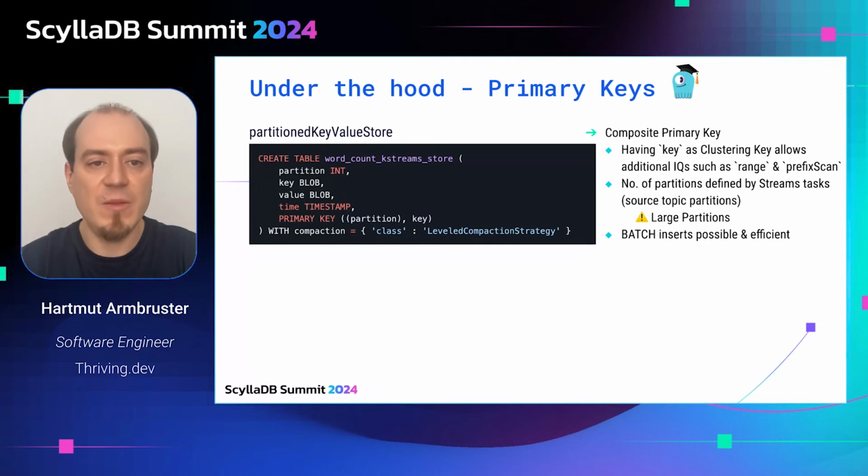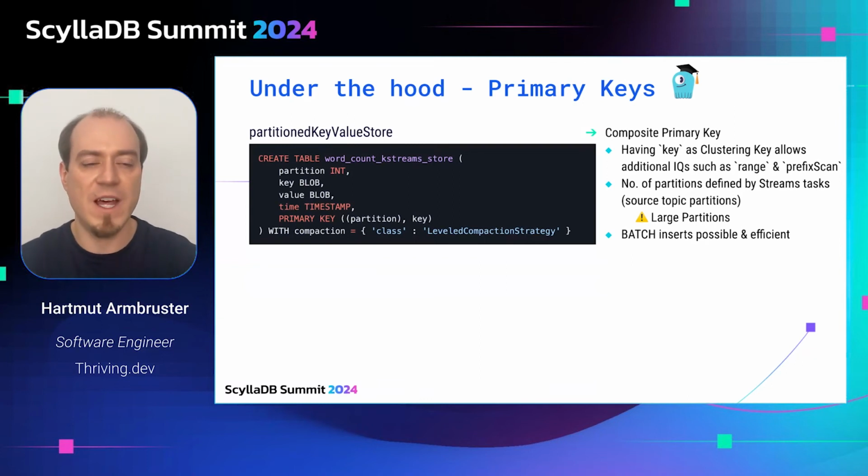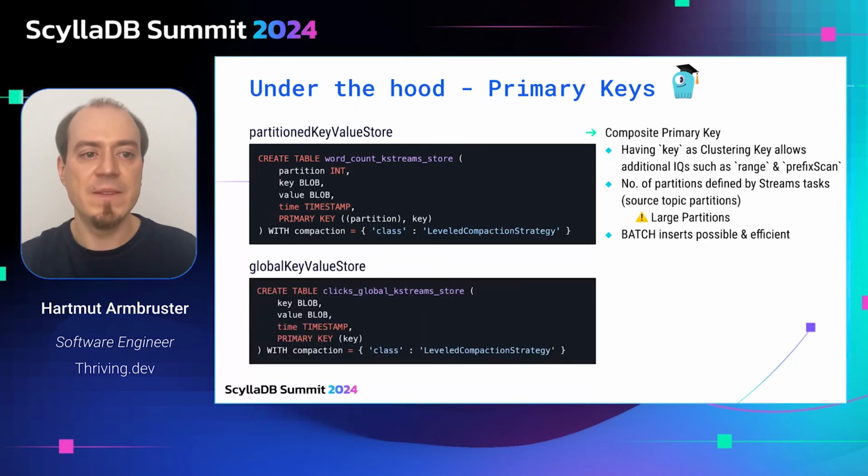To mention here, important, the number of partitions is defined by the streams tasks, and this is defined by the source topic partitions. Since this is a fixed number, you can easily end up with large partitions, so it's not really made for large or high volumes of data. Another benefit on the other side is batch inserts are possible and efficient, since all data written within a streams task are always for a single partition, where you can do a batch insert in one go. There's another type provided, which is called the global key value store.